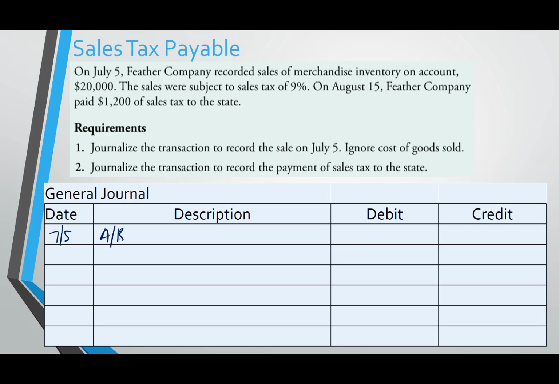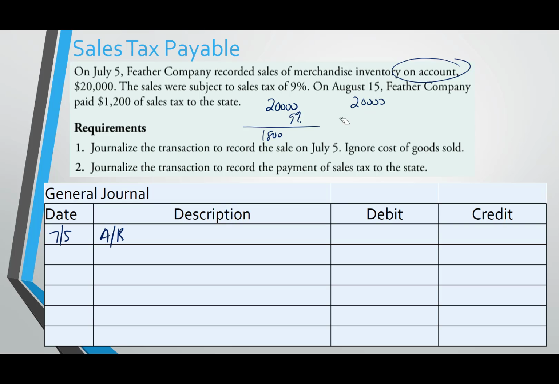Now, notice in this particular case, we have to figure out what the amount of accounts receivable is. Again, what told us that it's going to be accounts receivable? Now, let's take a look here. We have $20,000 of sales. Let me multiply that by 9%. So that comes out to be $1,800.